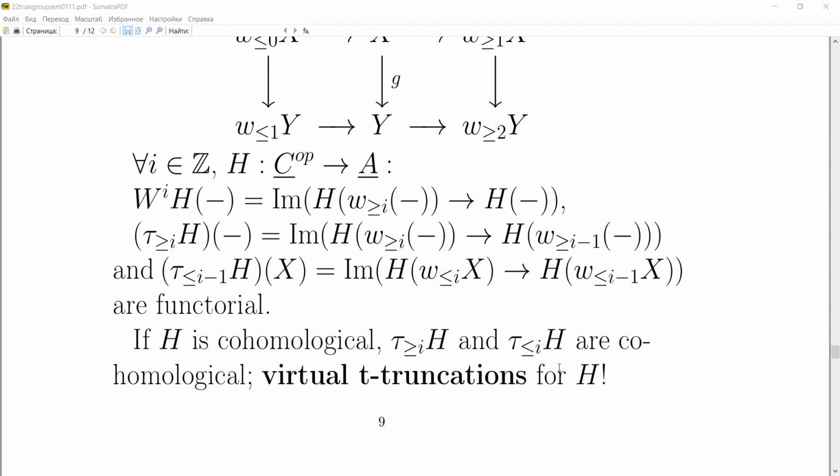And if your weight structure is smashing, and H respects coproducts, then these truncations will respect coproducts. So if H sends coproducts into products, then these two will also send coproducts into products. And also certain finite dimensionality conditions that are actual for the derived categories of coherent sheaves will be respected by this construction.